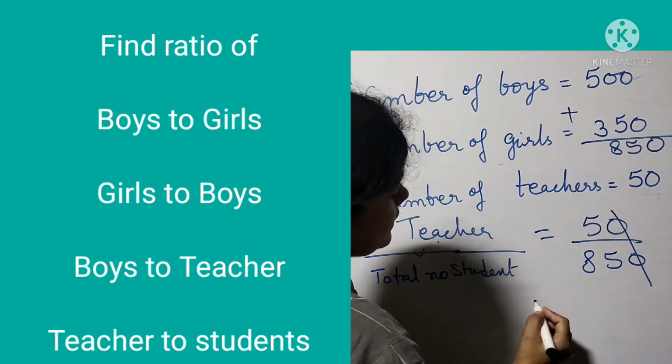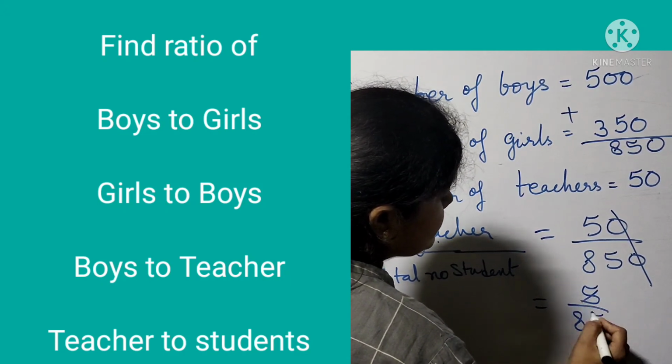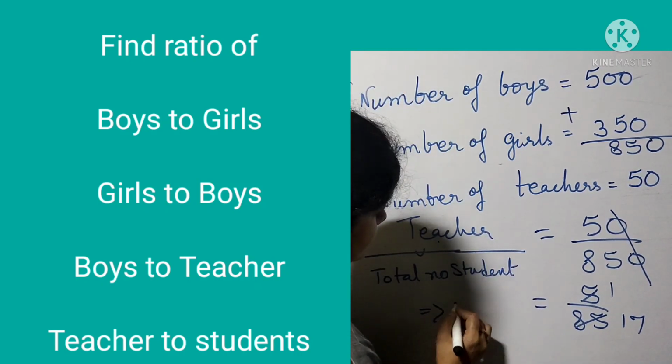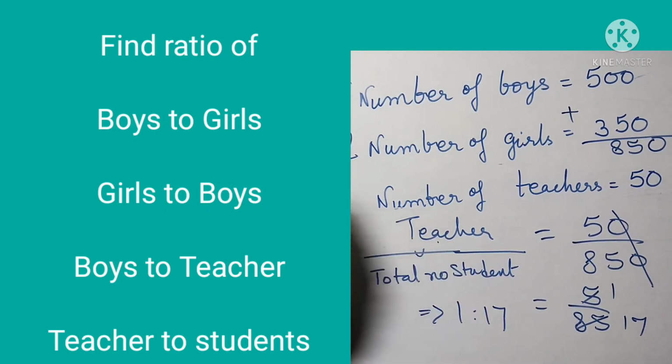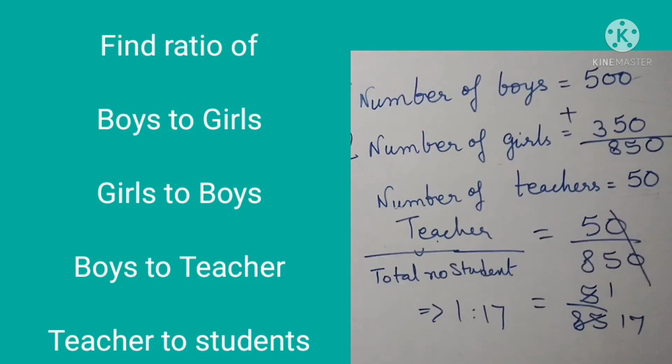The 0 gets cancelled. We get 5 over 85. 5 1s are 5, 5 17s are 85. And our ratio becomes 1 is to 17. In this way, we can solve the elementary questions based on ratio and proportion.